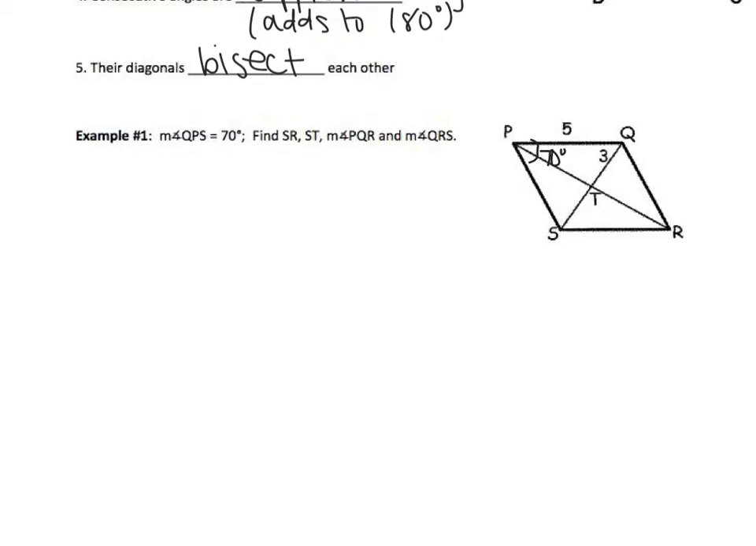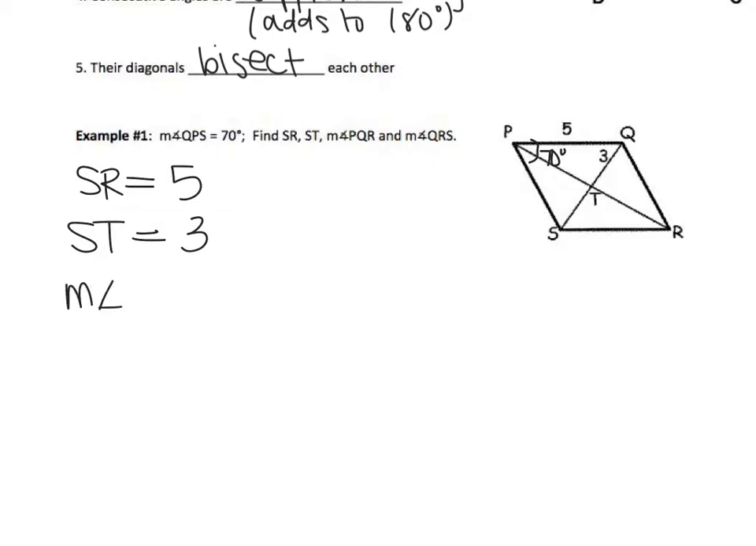Now let's start finding our lengths. So SR. It is the opposite side to PQ, which means it's congruent to PQ, which means SR is also 5. ST is the rest of diagonal QS, and since diagonals bisect each other, QT and ST are the same length, which means ST is also 3.